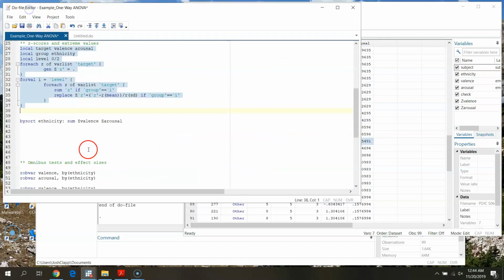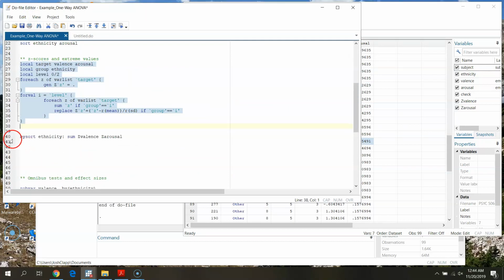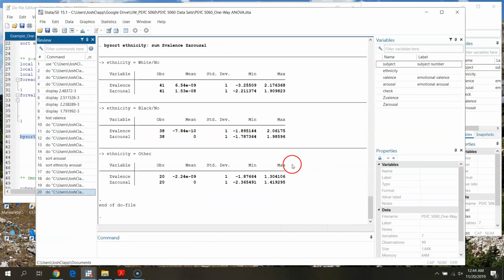And to check this and to see if we have any extreme values, we're just going to, again, sort by ethnicity. This is just going to split up our files by our grouping variable. And here we're just going to hit summarize, z valence, z arousal. Going to run this. And here we go, right?